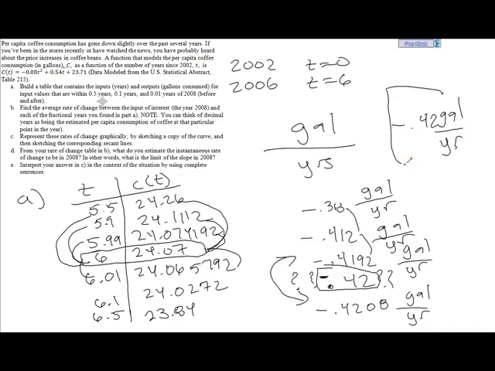So at that moment, at the beginning of that year, it looks like the drop is just under half a gallon per year of coffee consumption per person, which, depending on who you are, you might think is a good thing or a bad thing.